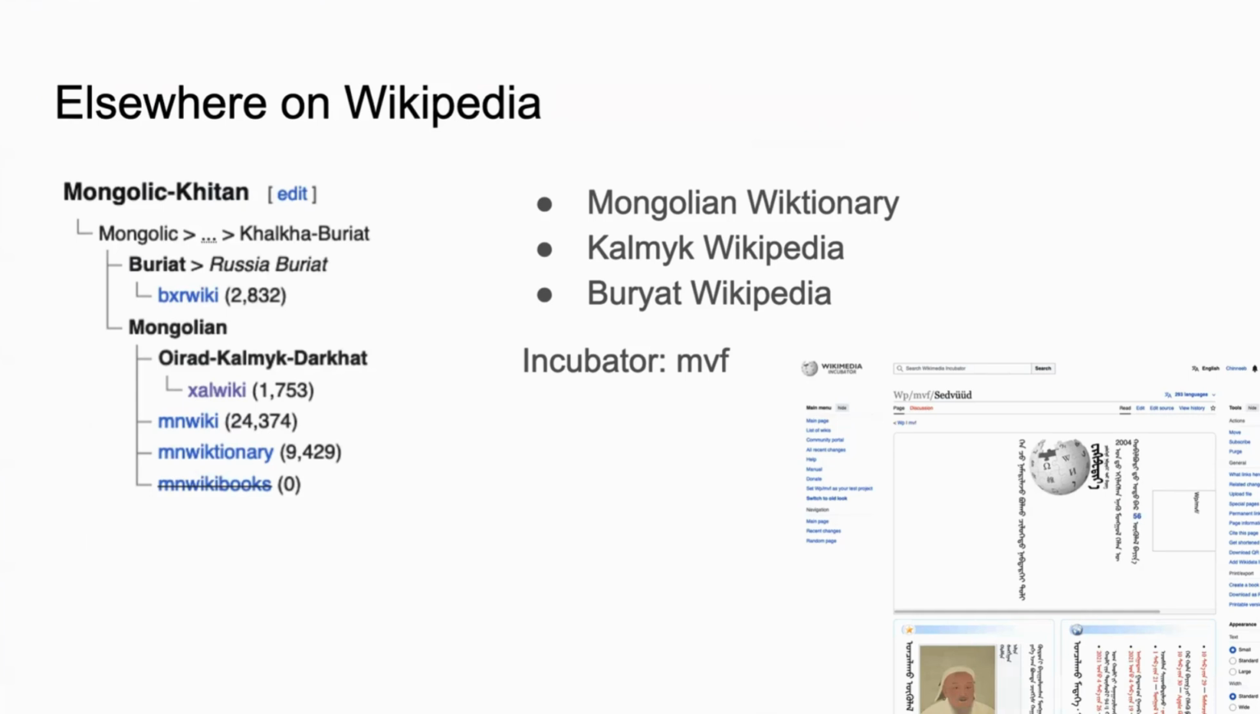And sorry, there's also an incubator project for Mongolian script. There are various issues here. I don't think this will actually happen anytime soon, but there is an attempt. And the incubator page, I believe, was actually dead for a while, and either they fixed it or I was able to find it again. But this is what it looks like right now. So this is the test Mongolian script Wikipedia edition.